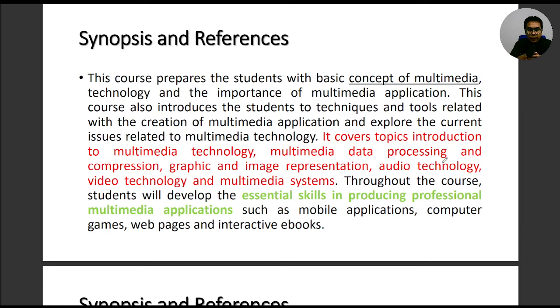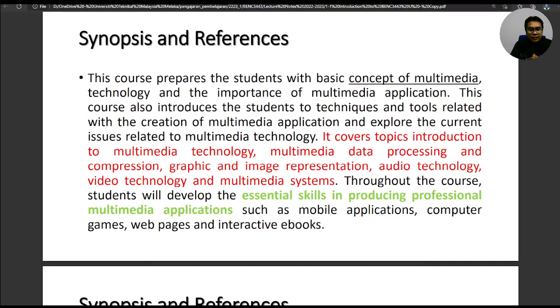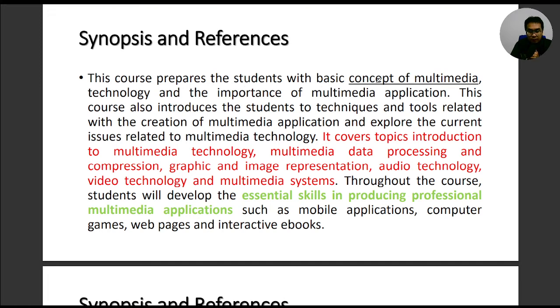Here I put all the texts in dedicated colors to give more understanding about the contents of the paragraph, right? Okay, so this course prepares the student with the basic concept of multimedia. So remember, basic concept of multimedia.